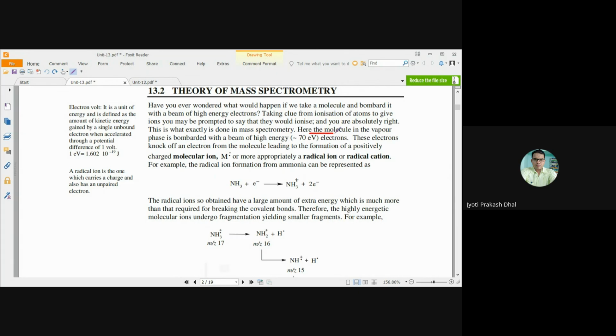So here the molecule in the vapor phase is bombarded with a beam of high energy, that is around 70 electron volt electrons. So these electrons knock off the electron from the molecule, leading to formation of a positively charged molecular ion M plus, and more appropriately, that is a radical ion or a radical cation.